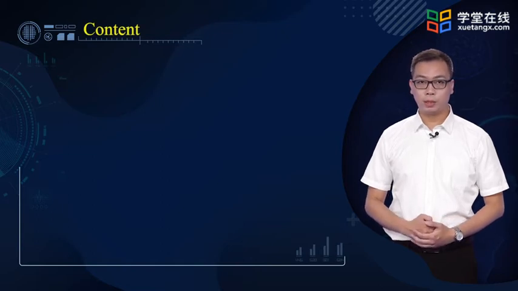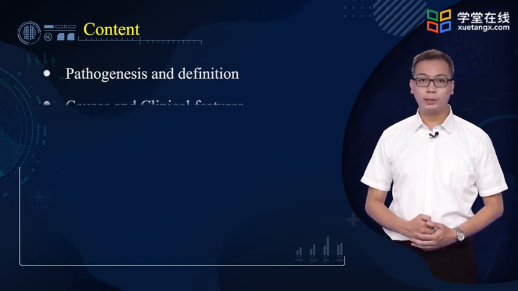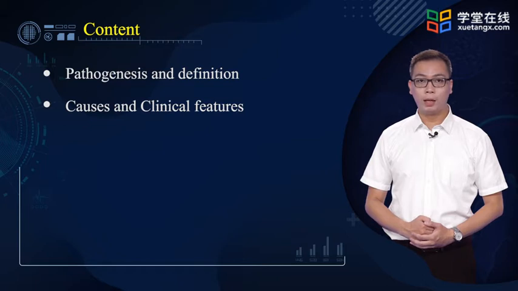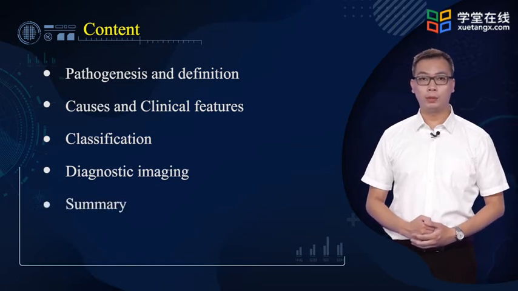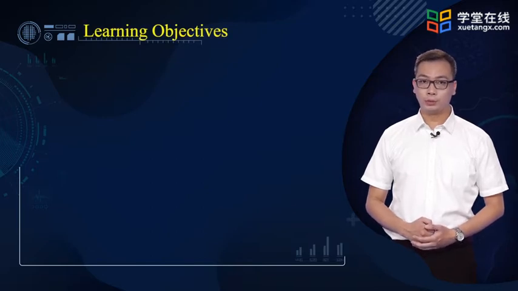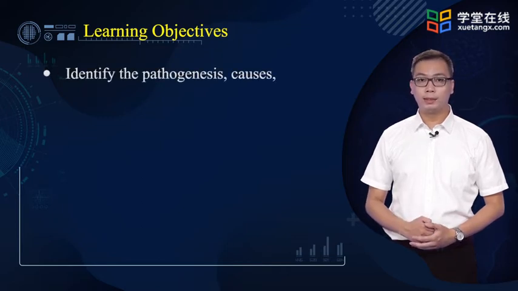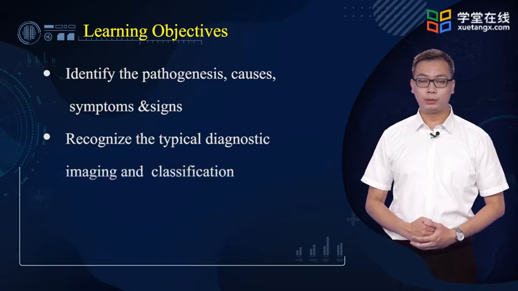These are the contents that we are going to talk about. There are 5 parts: pathogenesis and definition of aortic dissection, AD, causes and clinical features of AD, classification, diagnostic imaging, and finally, I will summarize the main points of this section. I hope that we can achieve the following learning objectives after this class. First, identify the pathogenesis and clinical manifestation. Second, recognize the typical diagnostic imaging and classification.